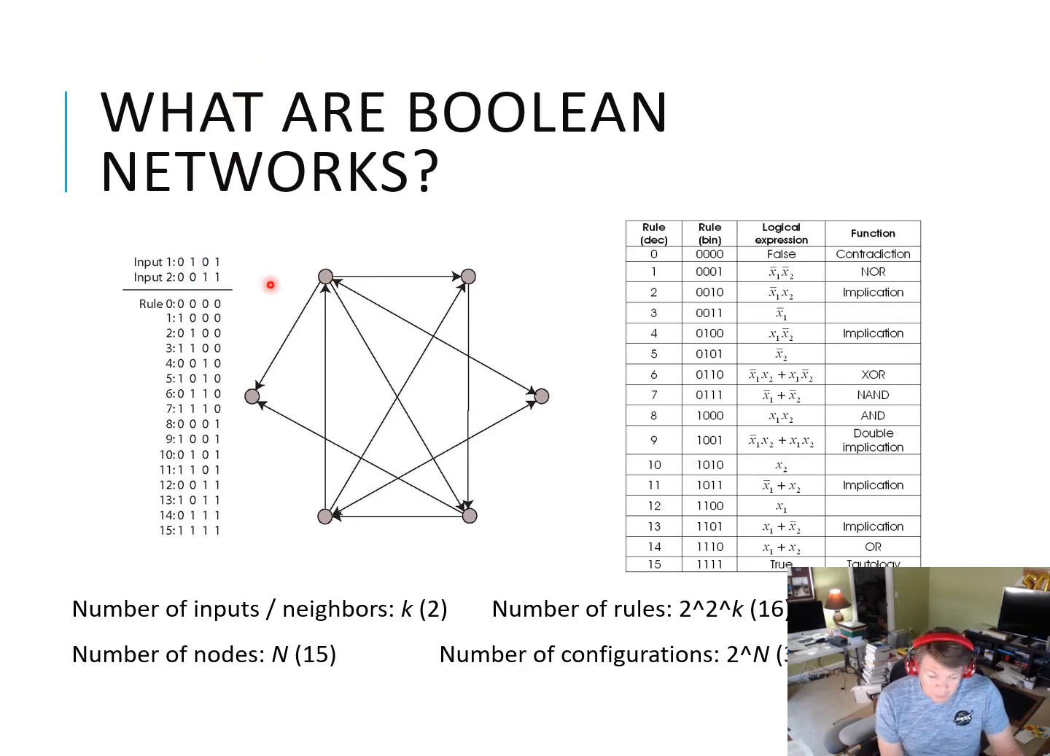So we have 2 inputs. For this node here, we have 4 possible combinations of input. We have 0,0, 0,1, 1,0, and 1,1, which corresponds to the states of the two neighbors or the 2 inputs coming in. And with those 4 combinations, we have a number of different rules that can be applied here. If we look at the rule table here, we can see what these different rules might be.